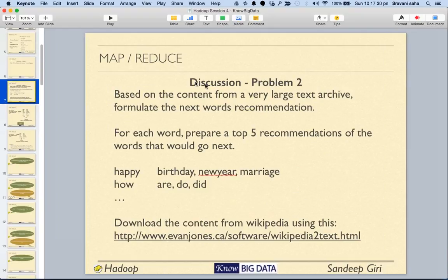All right. So how would you do it? What will your mapper do and what will your reducer do? Can somebody tell me?